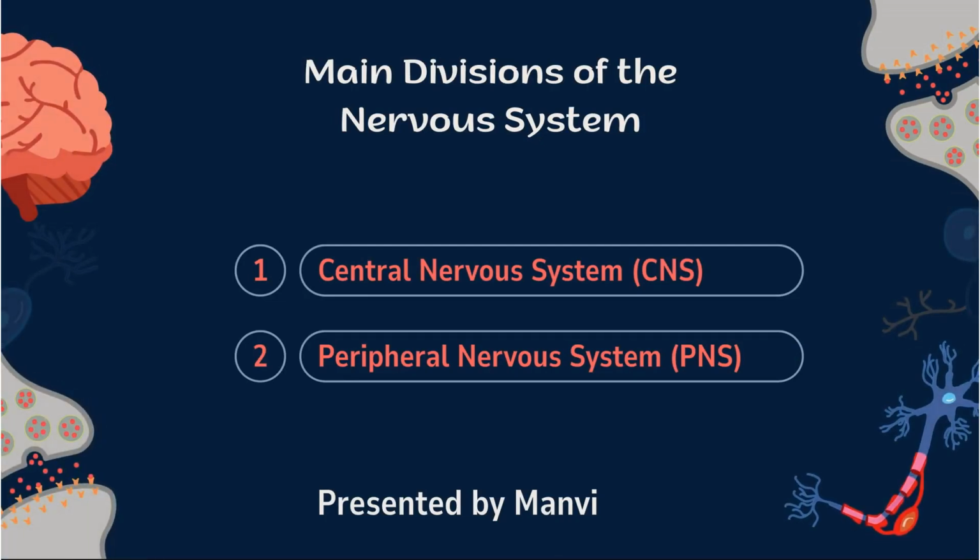So let's move to the main division of the nervous system. There are two main divisions, central nervous system and peripheral nervous system. Let's discuss it.